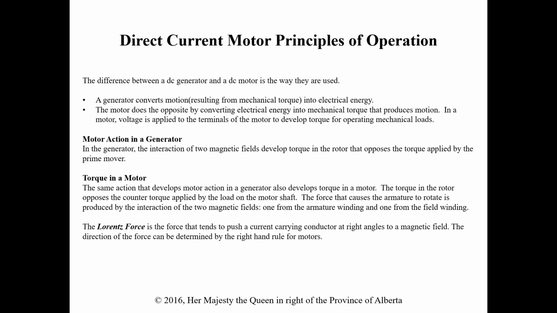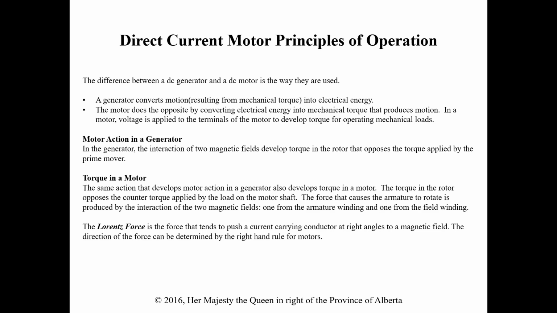So they talk about motor action in generator. They don't really talk about it much in the generator portion, but there is a motor action in a generator where we have the two fields interacting, and it does create a developed torque that opposes the torque applied by the prime mover. Now, that's literally all they talk about in the module, so you don't really talk about it too much. But it does happen in a generator too.